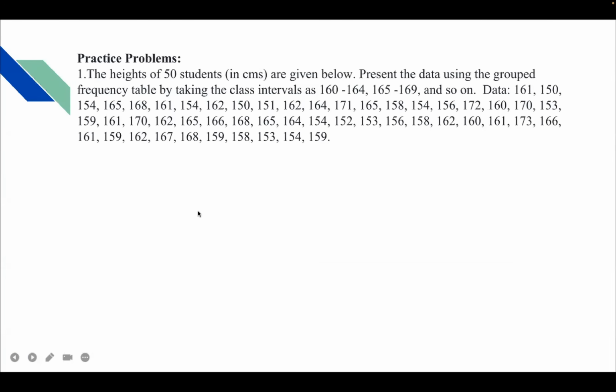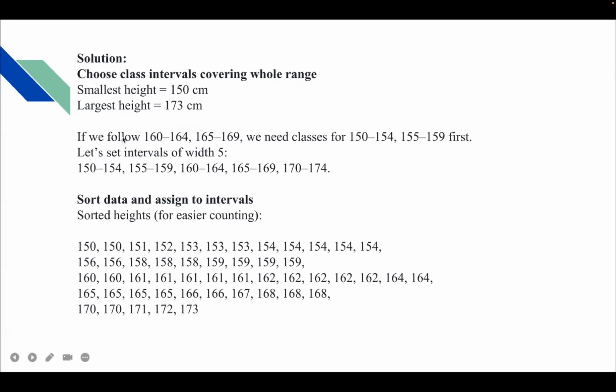So let us look at a practice problem so that it can enable us understand the topic better. The heights of 50 students in centimeters are given below. Present the data using the group frequency table by taking the class intervals as 160 to 164, 165 to 169, and so on and so forth. So we have 161, 150, like that, up to 159. This is a lot of data, so I don't have to read it one by one. That's the beauty of a grouped frequency table. It makes it easier to solve such a problem. So let's now look at the solution.